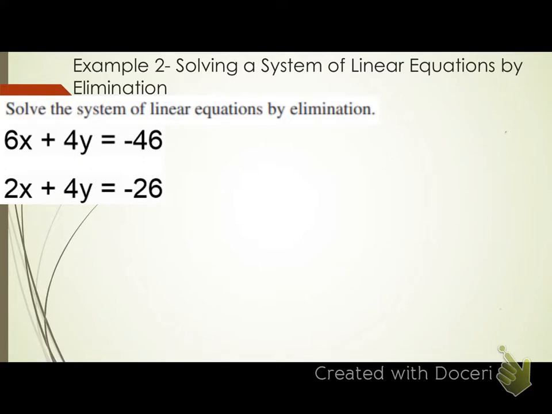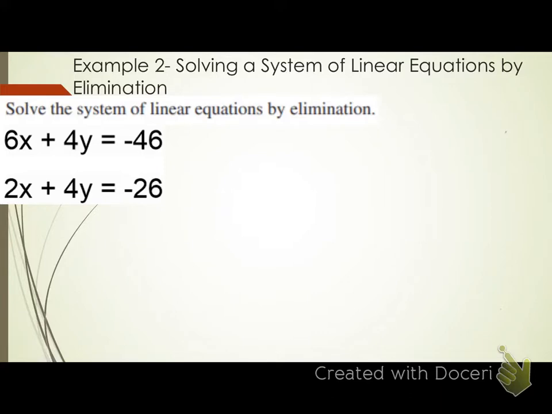6x plus 4y equals negative 46. 2x plus 4y equals negative 26. Okay, step 1. Is everything lined up where it needs to be? Yep. My x values are lined up. My y values are lined up. My constants are lined up. We okay with step 1?